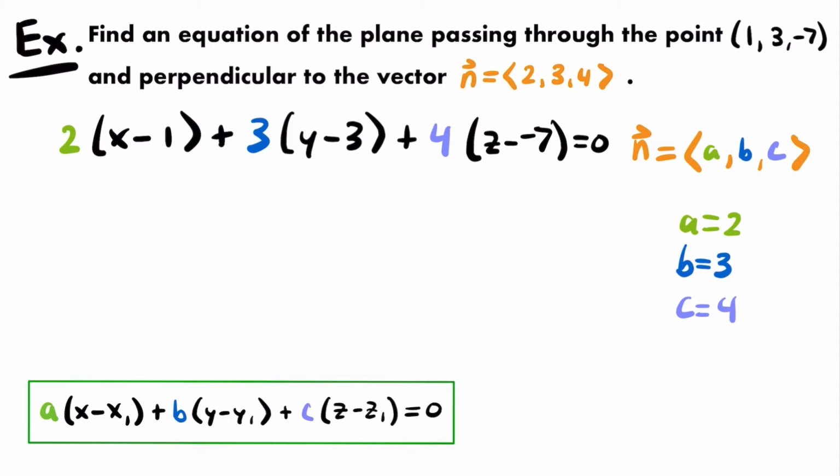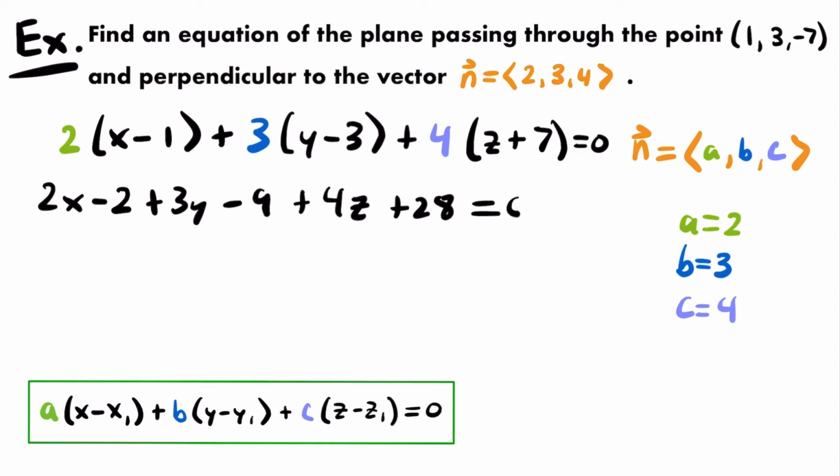But we typically want to simplify it. We want to get it into its simplest form. And so what we should do is multiply 2 by (x minus 1), multiply 3 by (y minus 3), and multiply 4 by (z minus negative 7). And then we can simplify from there. So if we do that, we'll have 2x minus 2 plus 3y minus 9 plus 4 times (z minus negative 7), which is the same as z plus 7. So I'm going to rewrite this as z plus 7, and 4 times 7 is 28. So we have plus 28, and that's equal to 0.